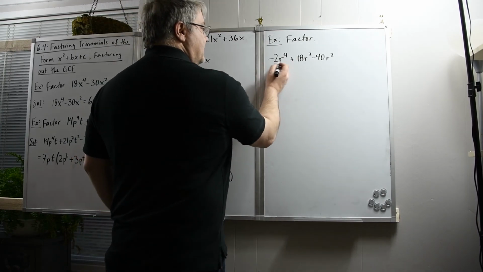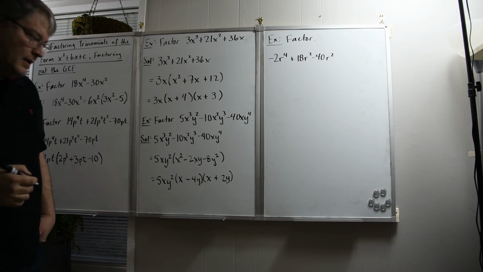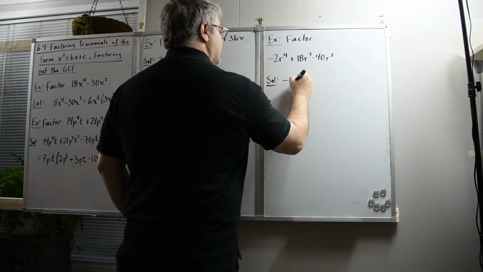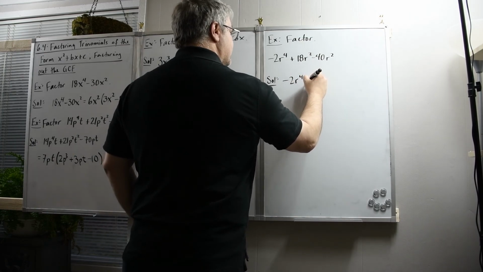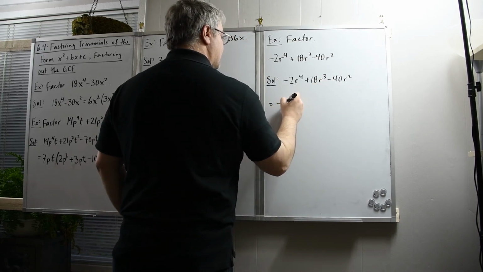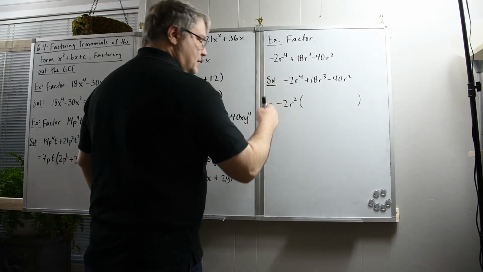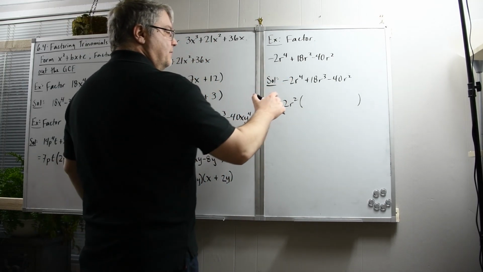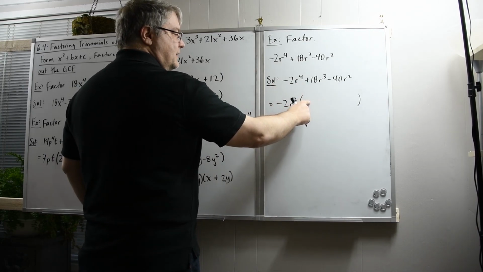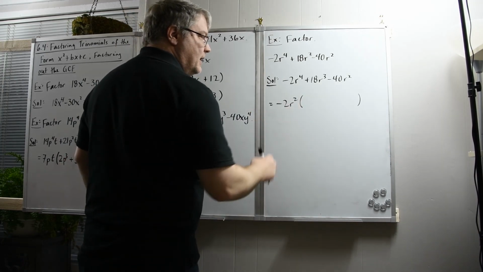But notice here that the leading coefficient of this trinomial is negative 2. So what I'm going to do is I'm actually going to factor out a negative 2r to the second from each of these terms. Because if I factor a negative 2r to the second out of this leading term, then I'm guaranteed that my leading coefficient in this other factor is going to be 1.